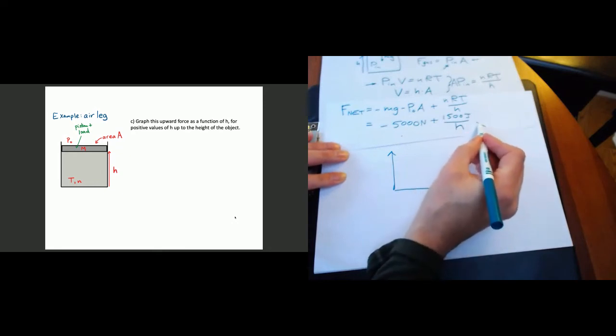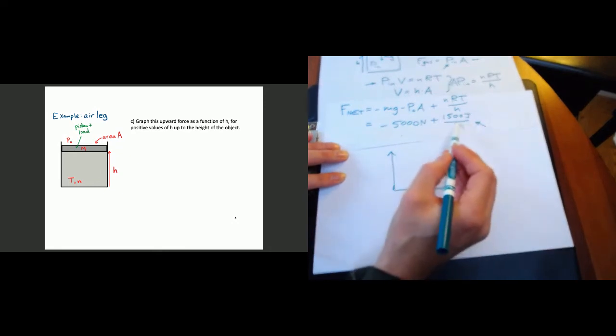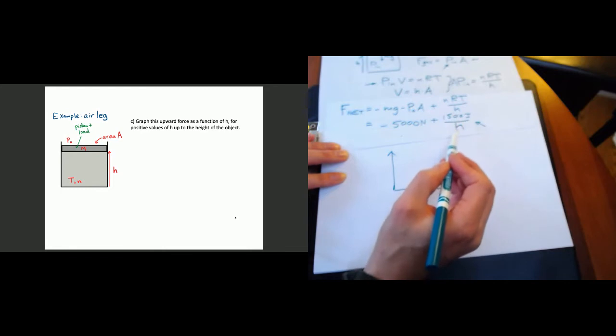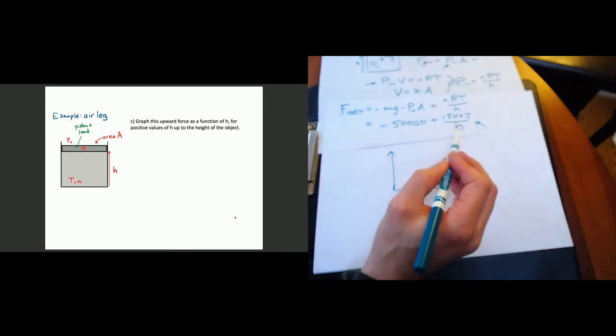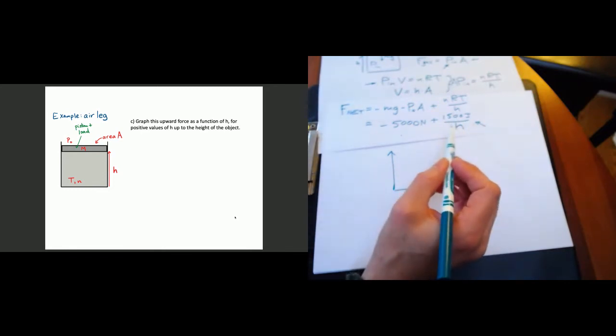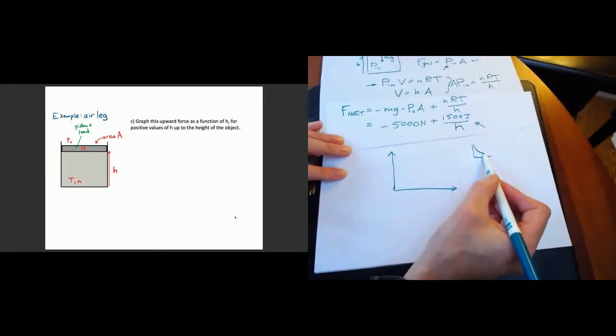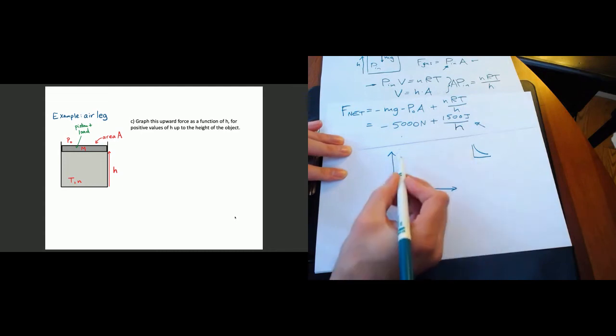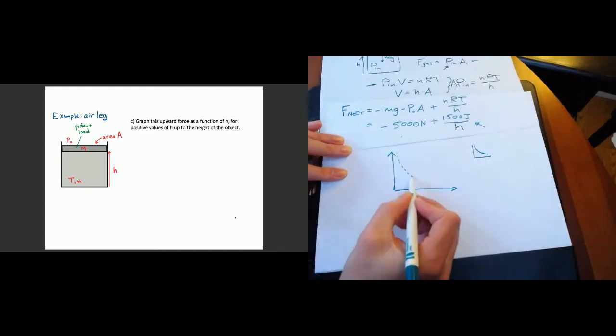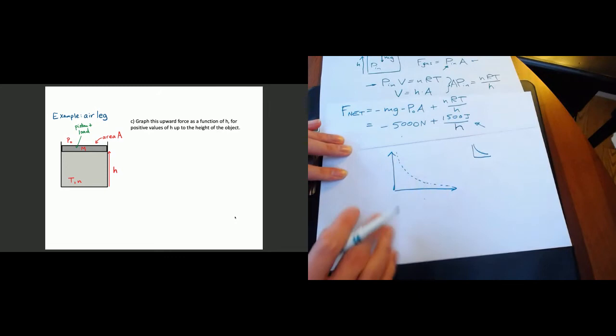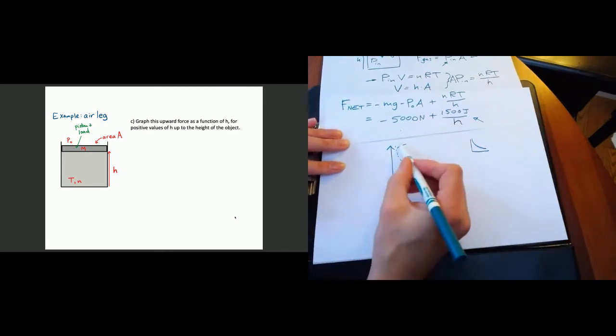So let's notice that the only interesting dependence here is this 1,500 over H. And so like the F versus H, the second term is just like a 1 over X function. 1 over X function looks like this. And so similarly, the term 1,500 over H is going to be a function that looks like this.